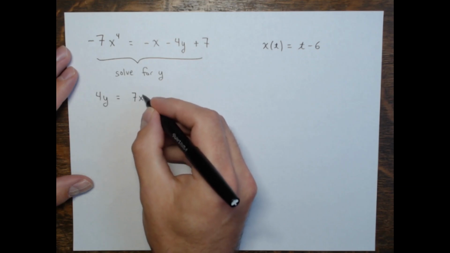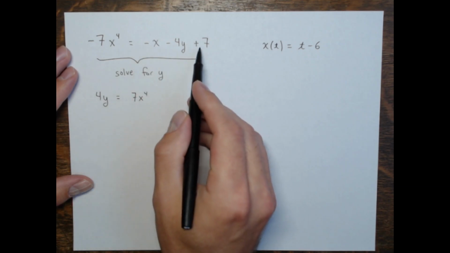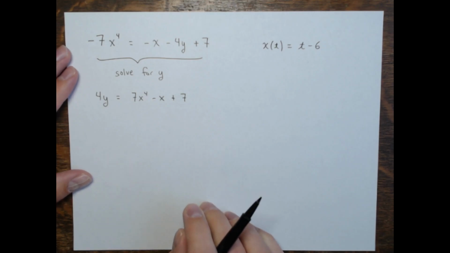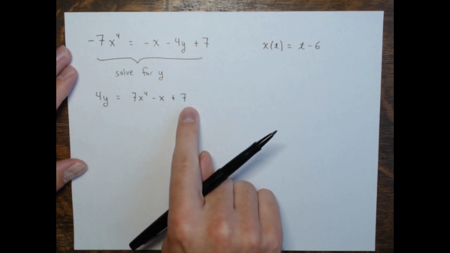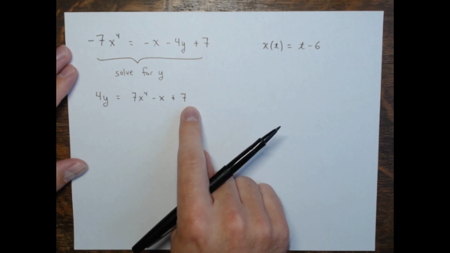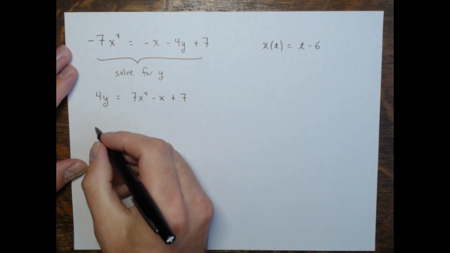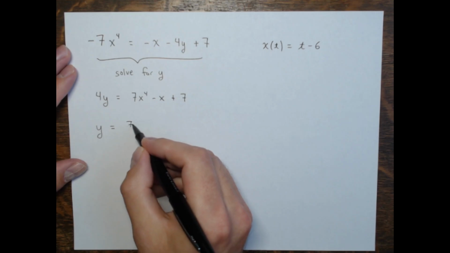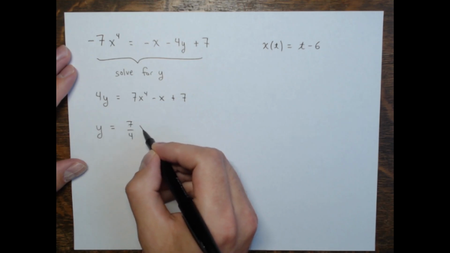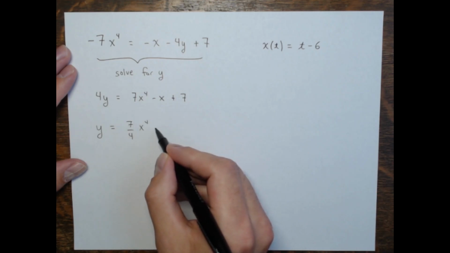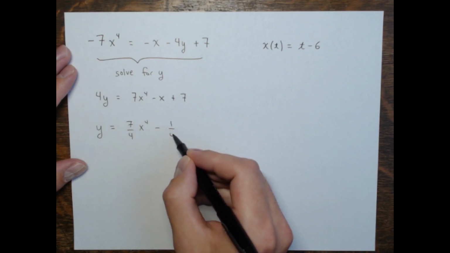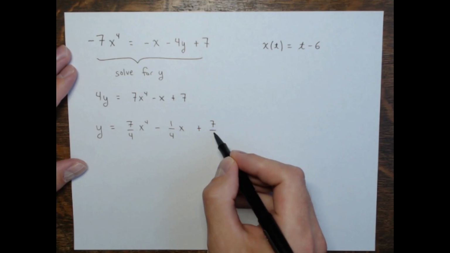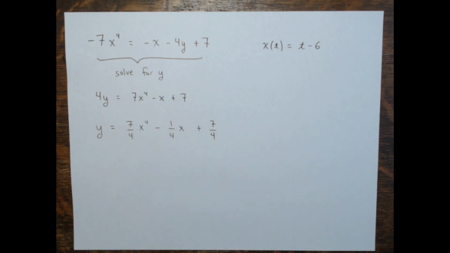So I'll have positive 7x to the fourth, and then the minus x and the plus 7 I didn't do anything with. And then multiply both sides by 1/4, or divide everything by 4. So y equals 7/4 times x to the fourth minus 1/4 times x plus 7/4. Okay, so I've solved for y.